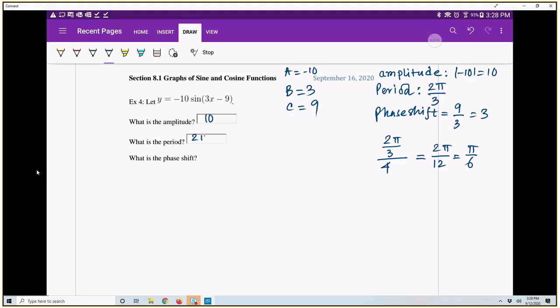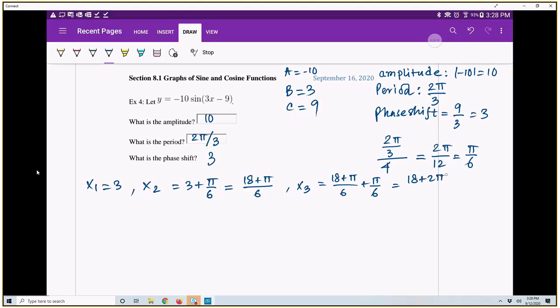So period is 2 pi over 3. Phase shift is 3, and we find the key points. X1, of course, I start at 3. X2 is 3 plus pi over 6. Now I can find the common denominator and write it as 18 plus pi over 6. The third key point is one more pi over 6 added, so that's 18 plus pi over 6 plus pi over 6, which is going to make it 18 plus 2 pi over 6. I can divide both top and bottom by 2 and get 9 plus pi over 3. Simplified, it just looks better.